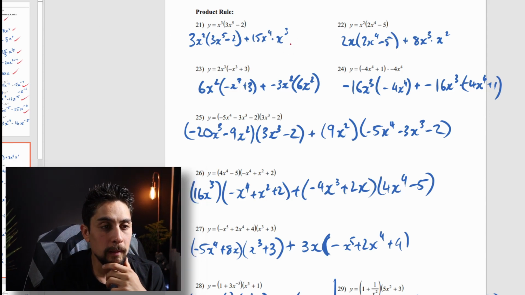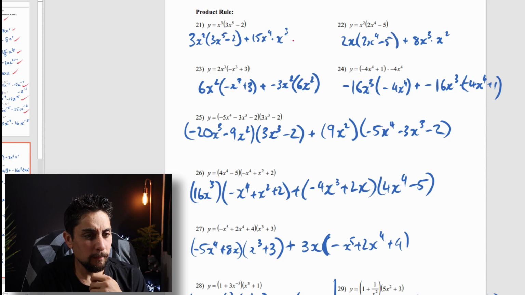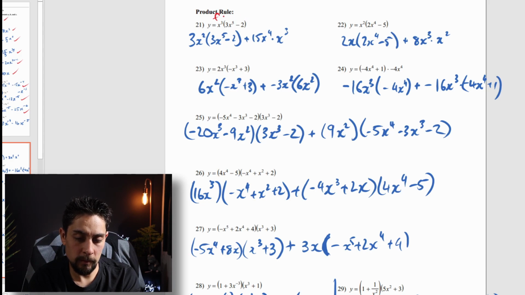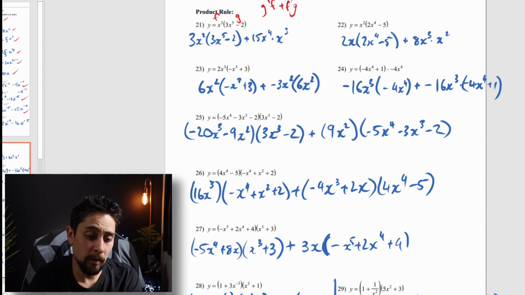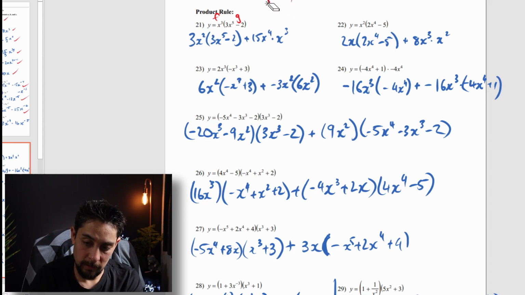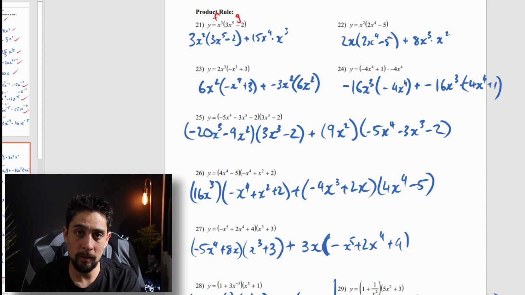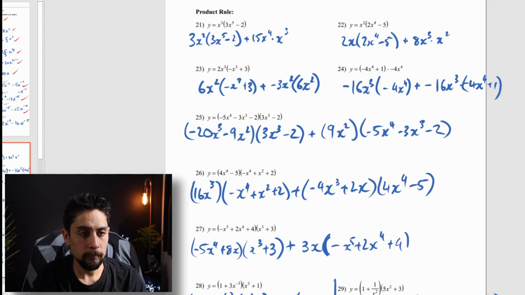Can we keep it up? What? Oh, they've switched it around. They did the G first. If this was F and this is G, they did G prime F plus F prime G. That's not the way I do it, because if we do it the other way around, F prime G first, then that matches with what quotient rule does.